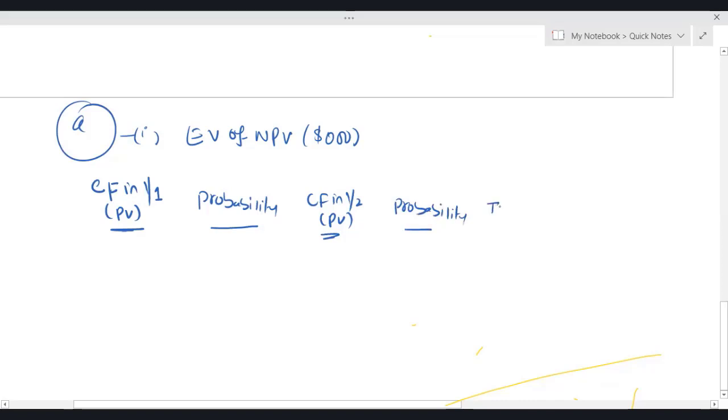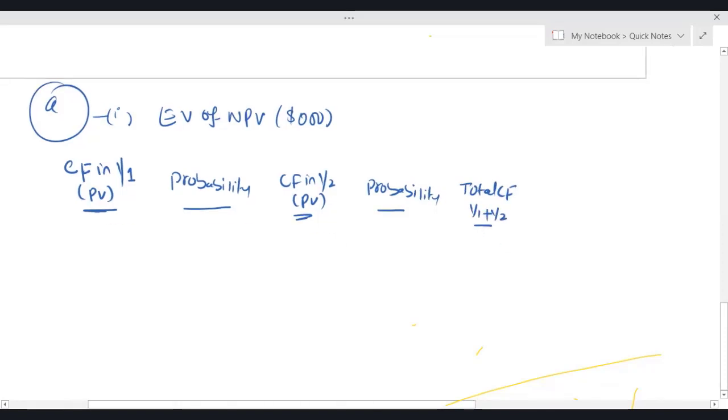Then I'll be having total cash flows. Total cash flow means year one plus year two. Then we'll be having a joint probability. How do we calculate joint probability? By multiplying probability of year one with year two. Joint probability. Then finally, we will be having expected value, just EV. Expected value. So present value of cash flows in year one.